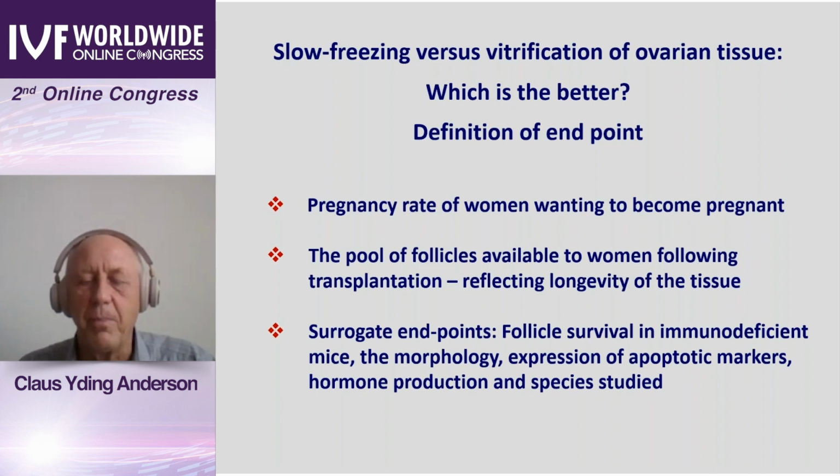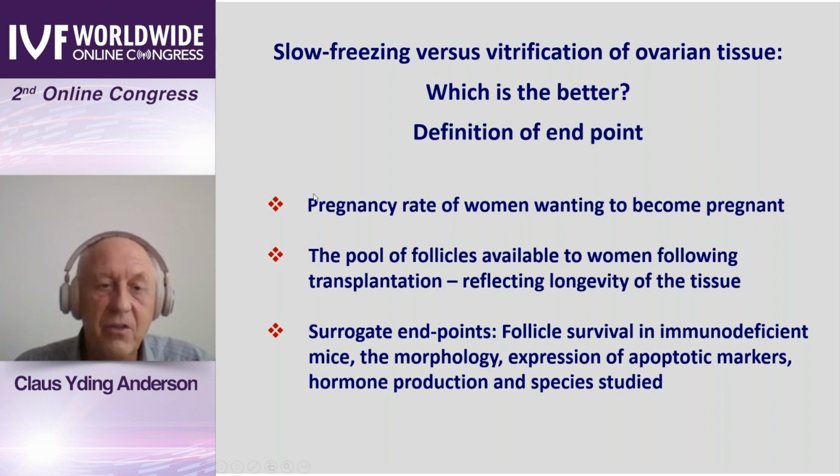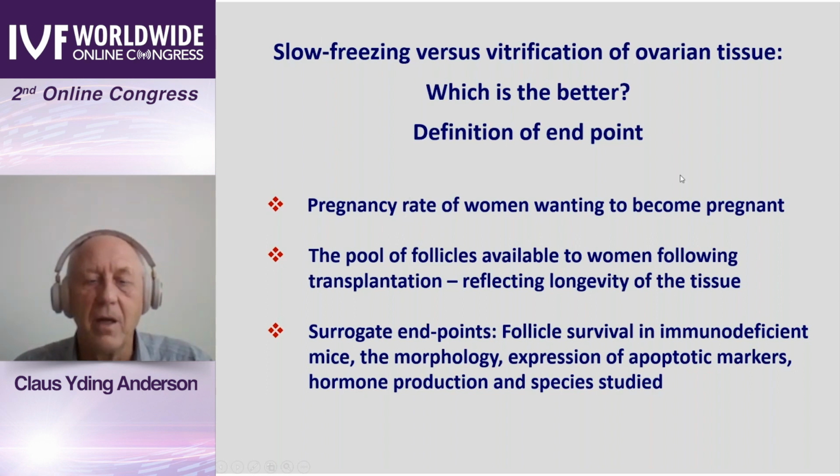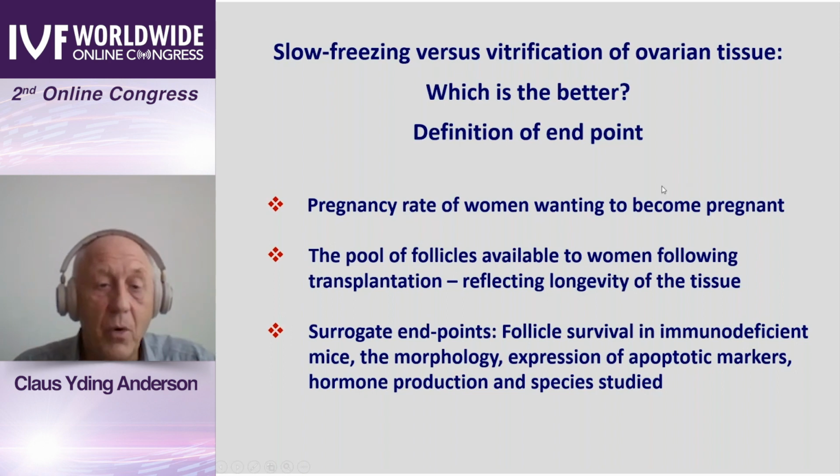And then when the tissue is back, it takes a while for it to come on board and start working, and she may not become pregnant immediately. We have women who have become pregnant 5 years after we transplanted the tissue, which means that if you want to wait and calculate the pregnancy rate, you have to be very patient, and it takes a long time. And therefore, we don't have a very good estimate, at least in terms of pregnancy, whether slow freezing or vitrification is better. There are then surrogate endpoints.